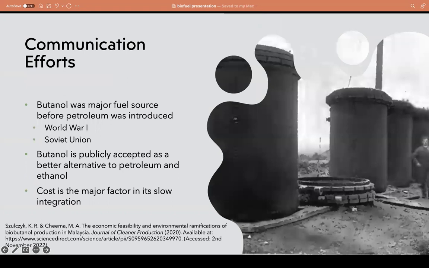Butanol was the major fuel source before the introduction of petroleum. It was produced during World War I by the Soviet Union to fuel a lot of their equipment. And despite its replacement with petroleum, butanol is still publicly accepted as a better alternative to both petroleum and ethanol. However, its integration is halted due to the major cost factor involved.